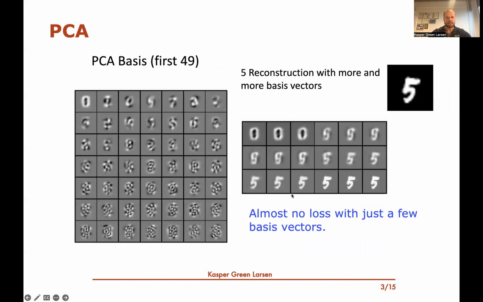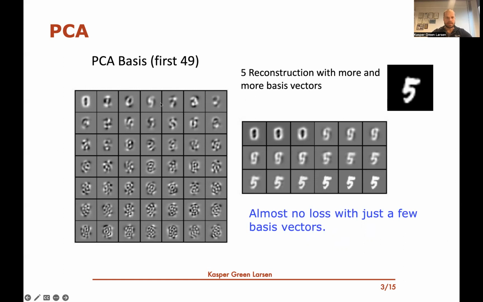Here's an example of doing this on the MNIST dataset. Remember, these are 784-pixel grayscale images, so they have 784 features, each describing the brightness of a pixel. If you run PCA on this dataset, what we have on the left are the eigenvectors corresponding to the top 49 eigenvalues of X transpose X. We take this whole dataset of handwritten digits, compute the matrix X transpose X, and look for the top eigenvectors.